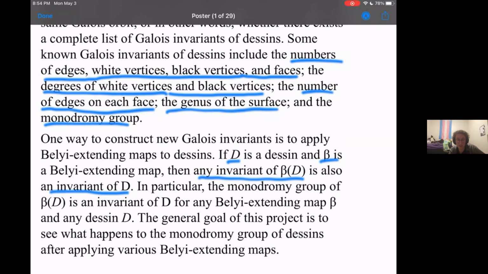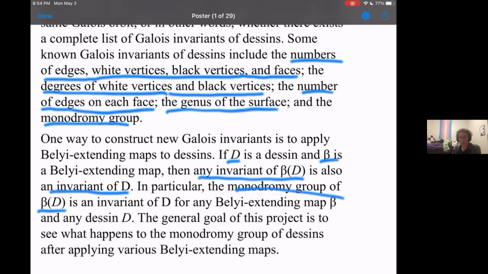There actually do exist Dessins that agreed on a lot of previously known invariants, but were able to be distinguished by using this method with Belyi-extending maps. And one of the easier things to look at regarding this is the monodromy group of the new Dessin.